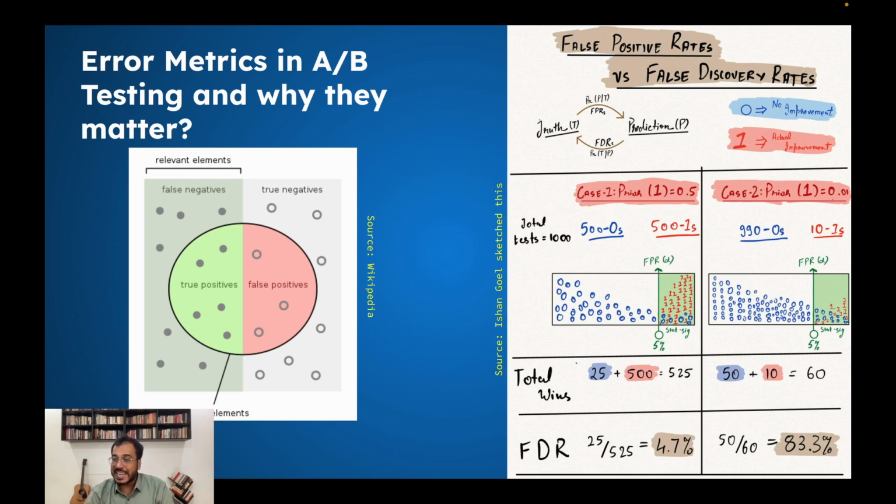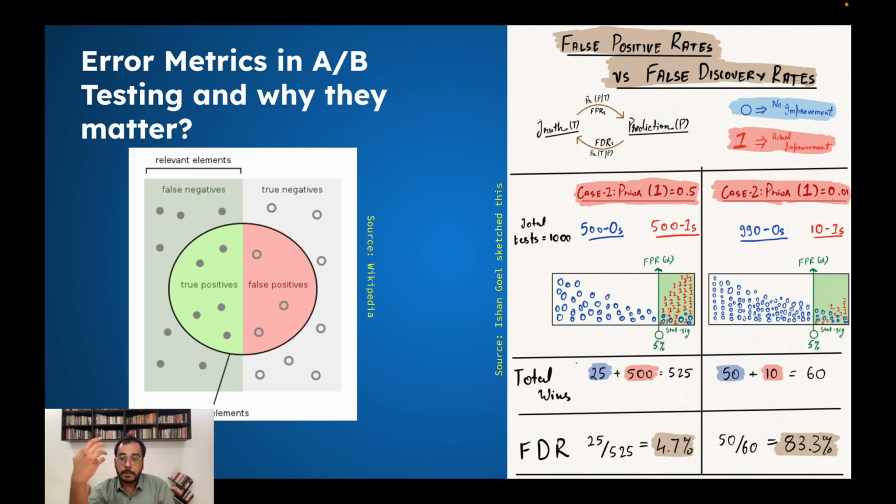So just one last thing that I want to point out here is that false positive rates have a cousin, and I like to call them the Bayesian cousins, the false discovery rates. Similarly, the false negative rates also have a Bayesian cousin. I call them the false miss rates. If your test has failed, if your test did not give a winner, what is the chance that there was actually an improvement that it missed out on?